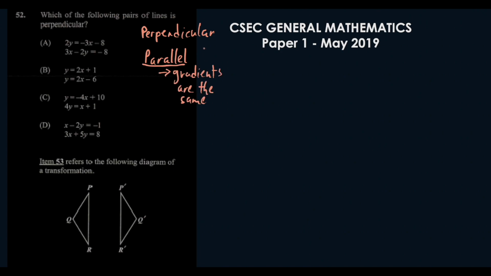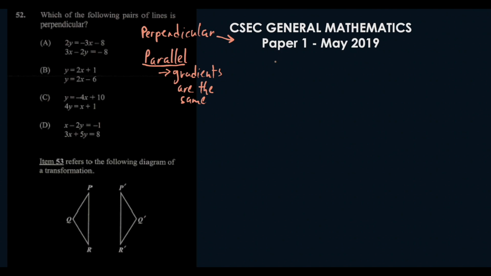Alright, so number 52. Which of the following pairs of lines is perpendicular? So we're winding down. For your syllabus, there are two things that you need to know: when lines are perpendicular and when they are parallel. I did a video on that, so you could check it out. When they are parallel, the gradients are the same. When they are perpendicular, one is the reciprocal of the other and opposite in sign.